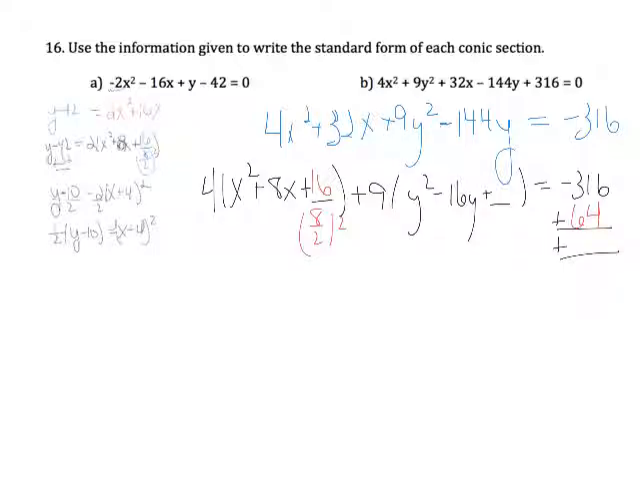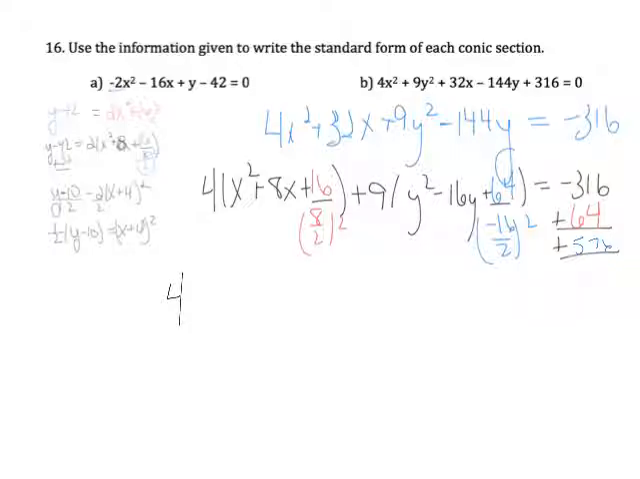We're not just adding 16, we are adding 64. Then you're going to do negative 16 divided by 2 and square it. So you're adding 64 there, but you are not just adding 64, you're adding the 9 times the 64. And the 9 times 64 is really 576. And so then you do the same thing. You got your 4 out front. It does not go away just yet. You rewrite your trinomial as a binomial squared, so 4 times the quantity x plus 4 squared plus 9 times the quantity y minus 8 squared.